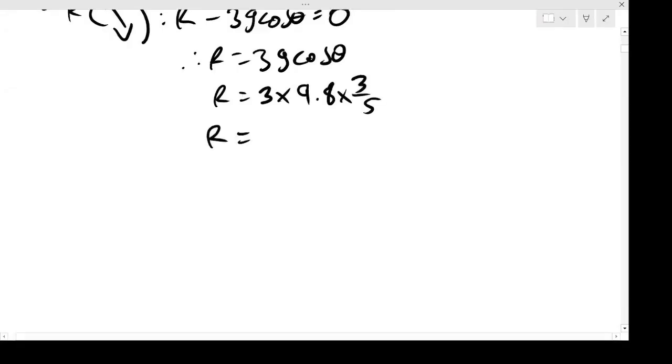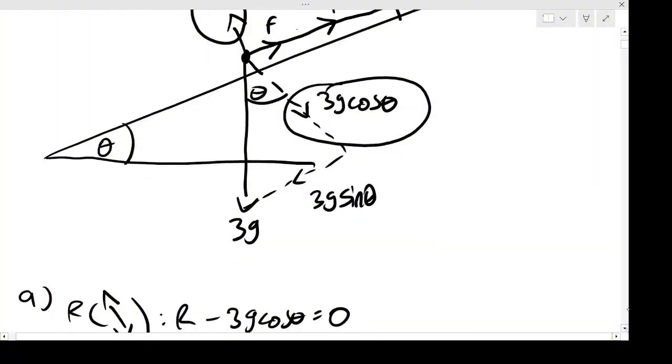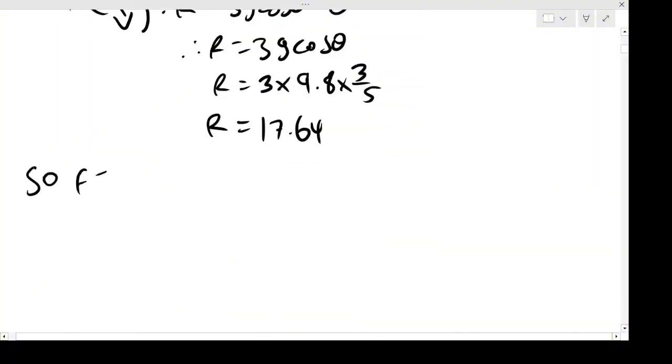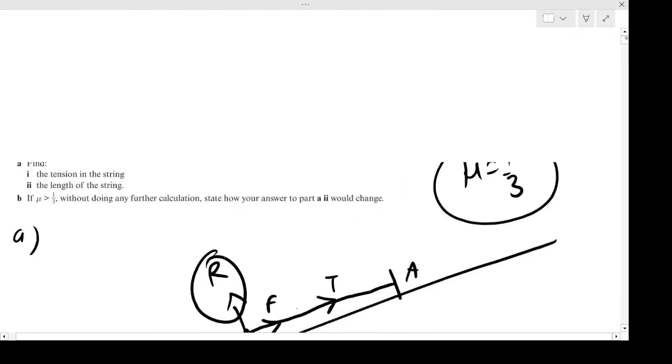And so now we can deduce the reaction is going to be 17.64. Okay. Now, because I also know the coefficient of friction, I can work out the friction, because I know that F equals mu R. Therefore, F is going to be a third times R, and that will get me 5.88. And there we are. Okay, so that's my reaction and friction.